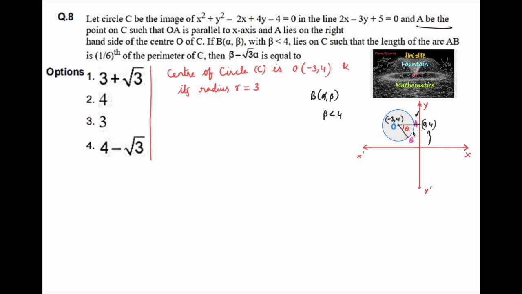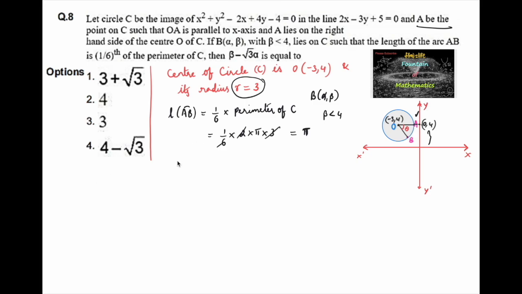such that the length of the arc AB is equal to 1/6 of the perimeter of C, that is the circumference, the perimeter of the circle C. So we can write the perimeter of the circle is 2 pi r, 2 into pi into, and radius r is equal to 3 units. So we can write 3. So 2 into 3, 6 gets cancelled. So the length of the arc is pi.